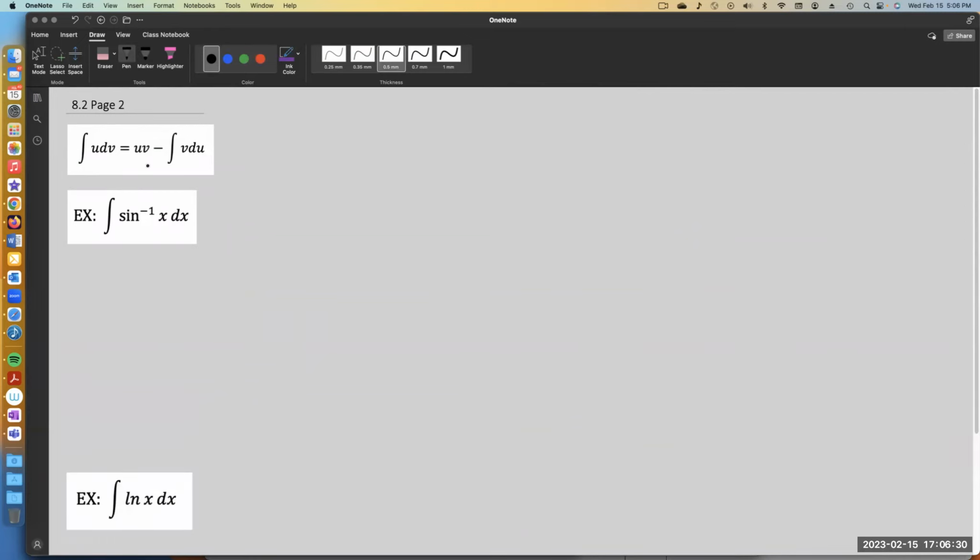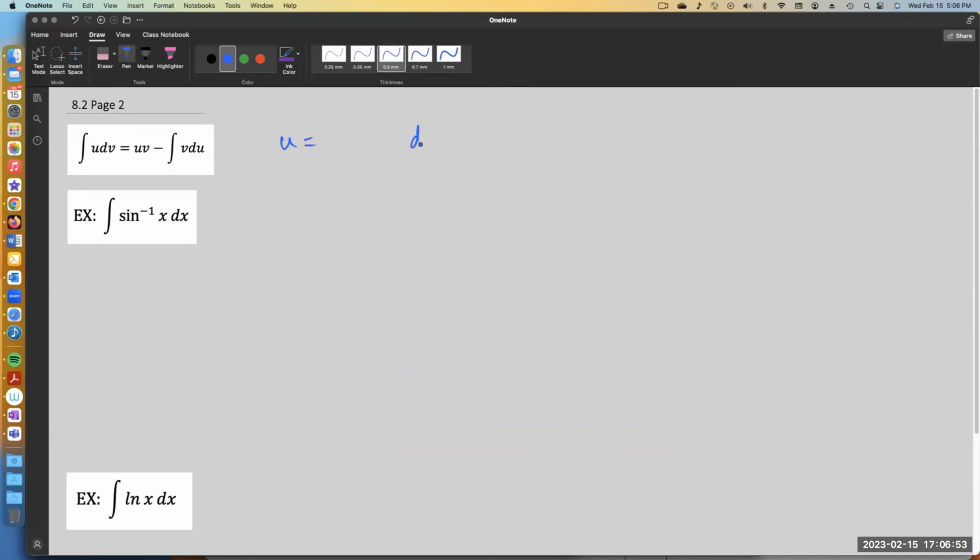All right, so ultraviolet voodoo, UV minus the integral of V dU. And I know what you're saying: there's no product. You said it was a reverse product rule. That's one of the coolest things about this technique, that we can think of that as inverse sine of x times 1.